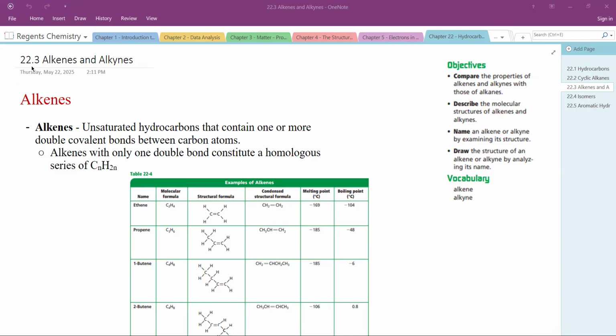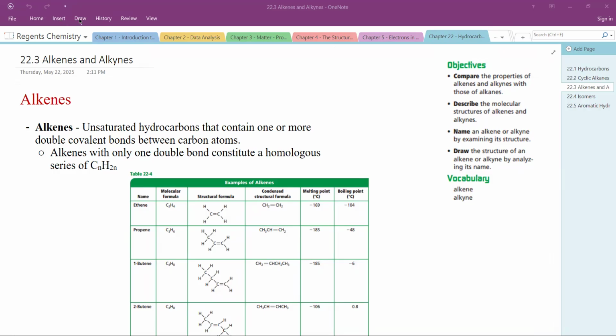This video is going to cover section 22.3, alkenes and alkynes. So you can see our objectives here, two new vocab words, alkenes and alkynes, and we really want to be able to compare, describe, name, and draw these things, okay? So that's what we're going to get started with here.